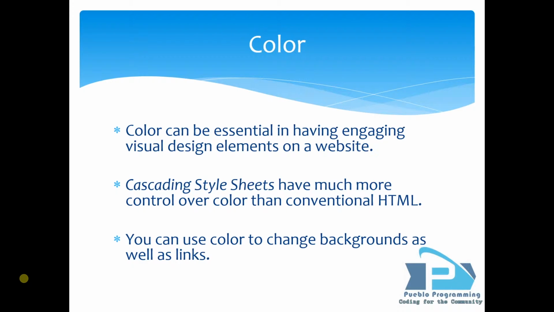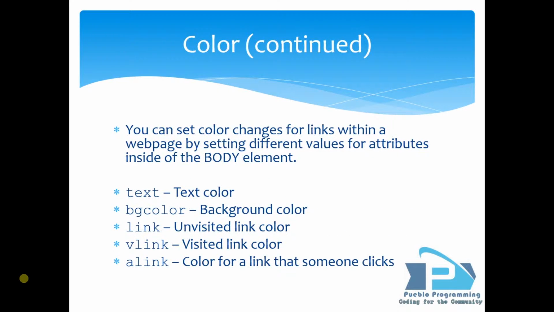So color is kind of an obvious choice. It's essential in having engaging visual design elements on a website. Now, cascading style sheets, or CSS, which I mentioned earlier, have much more control over HTML. And obviously, you can use color to change backgrounds as well as links. So, tying that in, you can set color changes for links within a web page by setting different attributes that modify that element. For example, for text, you have text color, BG color for background color, and so forth.